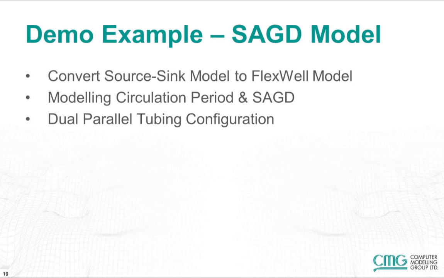For the benefit of those who are not aware of the SAGD process, direct injection of steam into cold bitumen is not possible. We need to heat the reservoir so as to achieve the initial mobility and the initial injectivity. We do this by circulating steam in the upper injector well and the lower producer well. So in this particular example, we will model the circulation period and then switch over to the SAGD period. And for this, we'll use a dual parallel tubing configuration. However, the same logic can be applied to any tubing configuration.